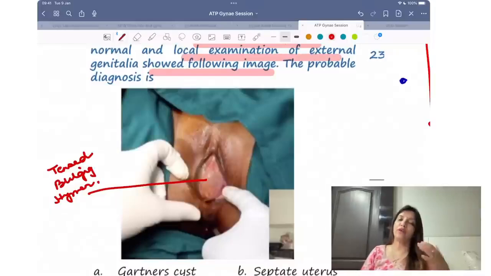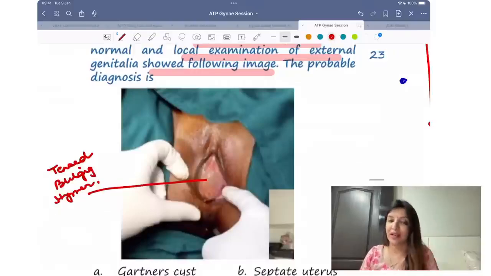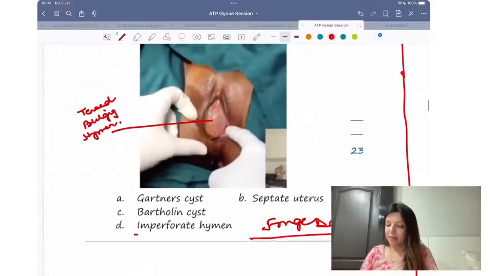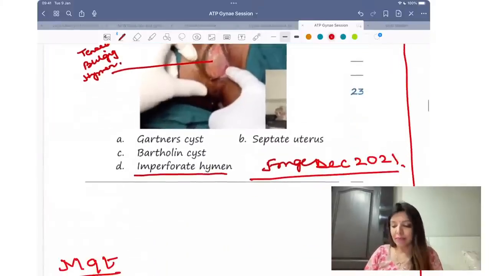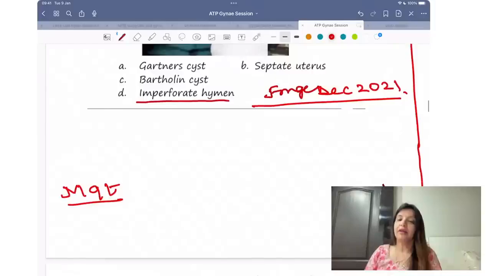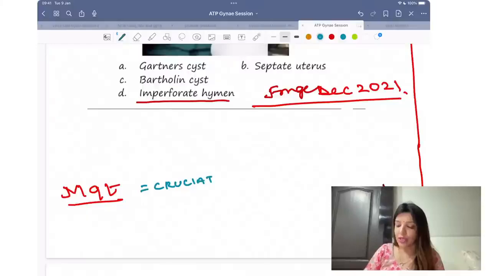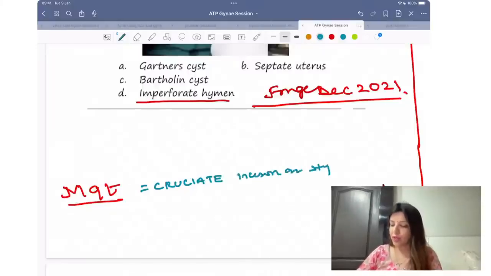As I told you, whenever you get a tensed bulging hymen, collected blood will appear blue in color, right? Then, this is imperforate hymen. What is the management of imperforate hymen? Many times they ask you, and that is you have to give a cruciate incision on the hymen. Clear to all of you? Yes?